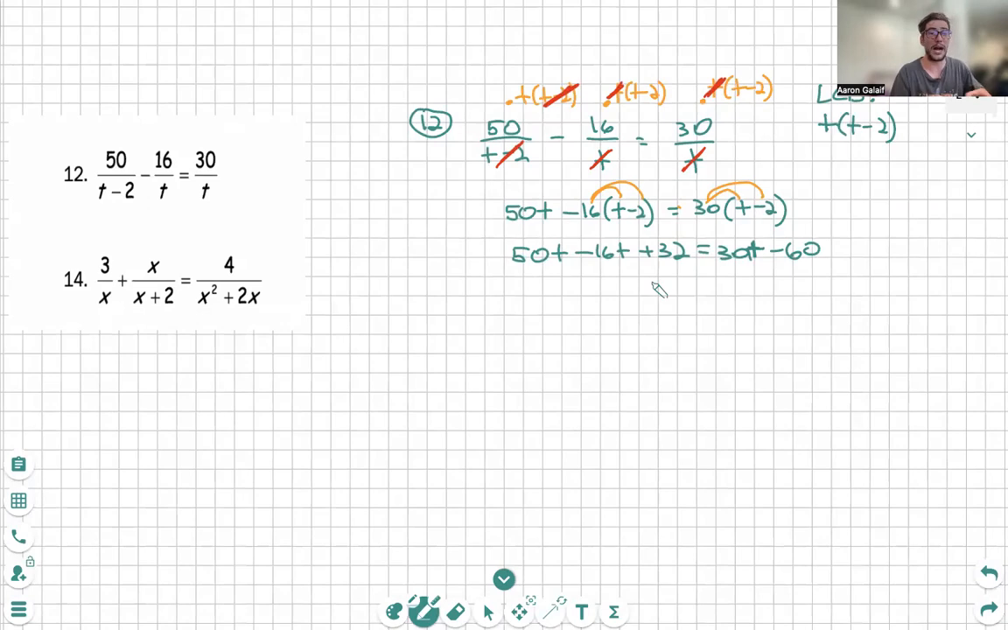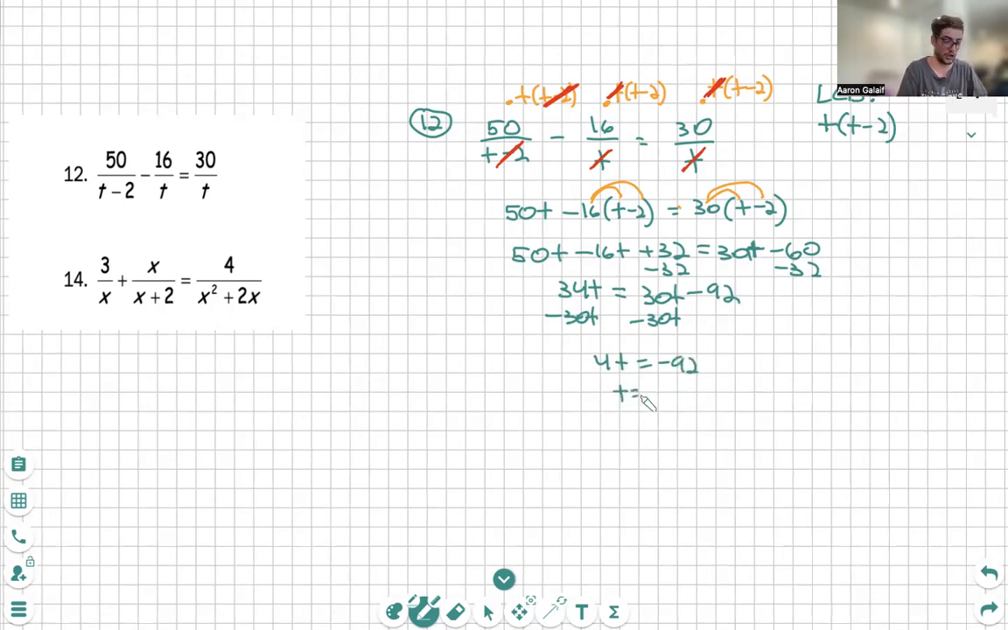Now we're just going to combine like terms. That is it. That's all we're going to do moving forward. 50 minus 16 is 34t. I'm going to subtract the 32 to the other side. 34t is equal to 30t minus 92. Now this should all slowly make sense, because now we're just doing basic multi-step algebra. All of the canceling has made this into a normal math problem that we are very much used to. We will subtract the 30t over. 4t is equal to negative 92.